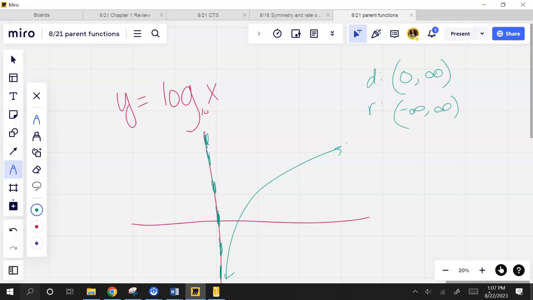How about the x-intercept? 1. It's 1. It's a log. Why is it 1? X-intercepts happen where y is 0. So if I do the log of x, if this is a base of 10, whatever the base is, it doesn't really matter. 10, remember changing the form? 10 to the 0 power equals x. So 1 is x. So the x-intercept is at 1.